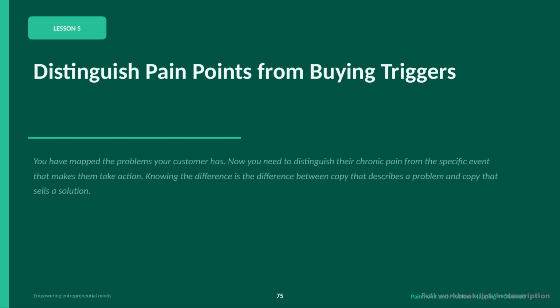This lesson builds on your raw inventory and pain hierarchy. In this episode, you will label your problems as pain points or triggers, map triggers to your offer, and write a headline that speaks to your customer's buying trigger.